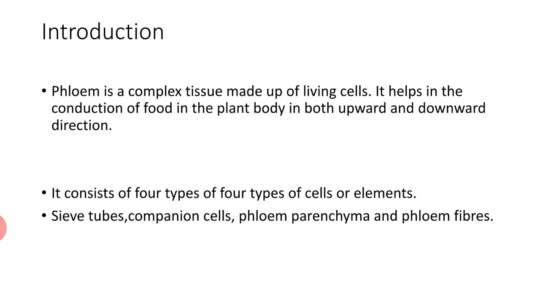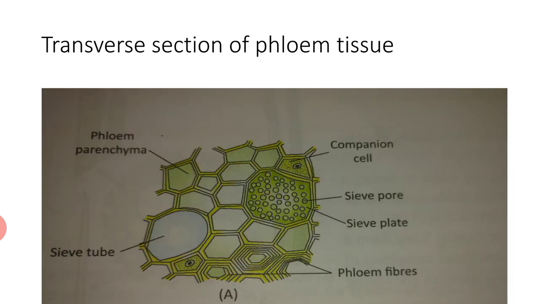It consists of four types of cells or elements which are named as sieve tubes, companion cells, phloem parenchyma and phloem fibers. Let's study one by one the structure of these. Observe this diagram of transverse section of phloem tissue. You can see here phloem parenchyma, companion cell, sieve pore, sieve tube, and phloem fibers.